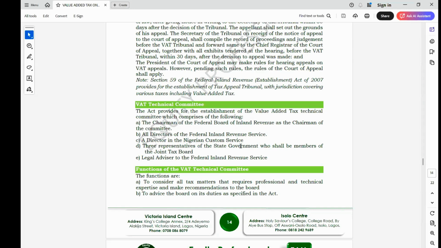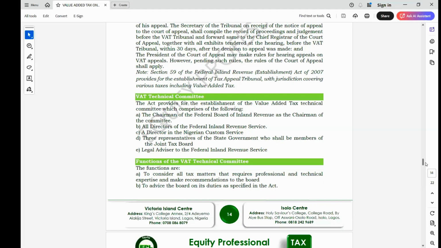A representative of the state government, which shall be a member of the Joint Tax Board. That means each state of the federation is going to have a member represented as one member of the VAT Technical Committee. Why? Because that money is also going to the state government. The legal advisor to the Federal Inland Revenue Service is also going to be a member of the VAT Technical Committee.